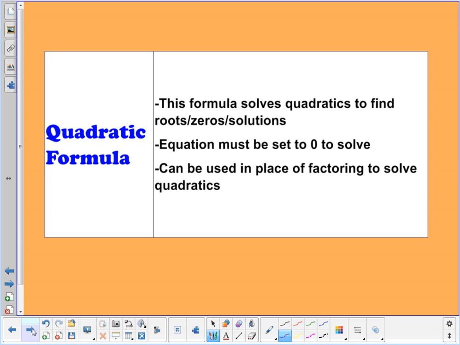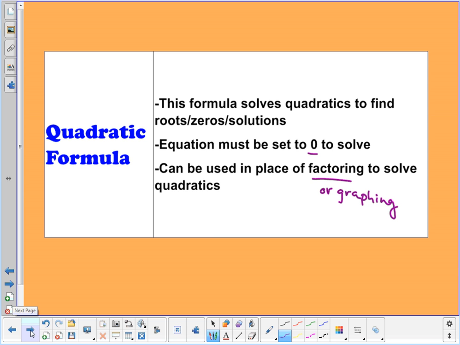So now let's just talk about what that quadratic formula is. It solves quadratics to find the roots or zeros or solutions. Those are all different ways of just saying solutions to the quadratic. We have to have our quadratic equations set equal to 0, and this can be used in place of factoring or graphing, because we use graphing sometimes to solve too, like we did in notes 1 of this lesson of this unit.